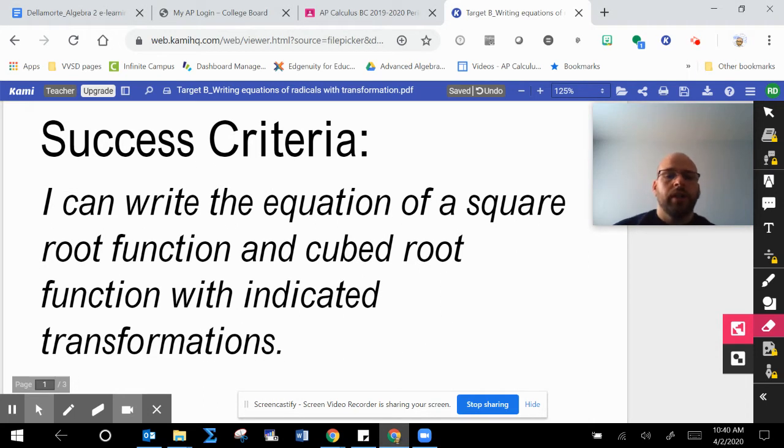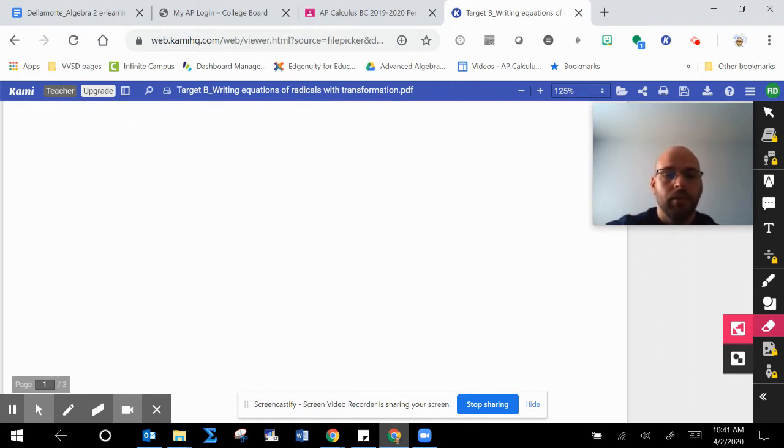Hello, today our success criteria is going to be to write the equation of a square root or cube root function with given transformations. So let's take a look.